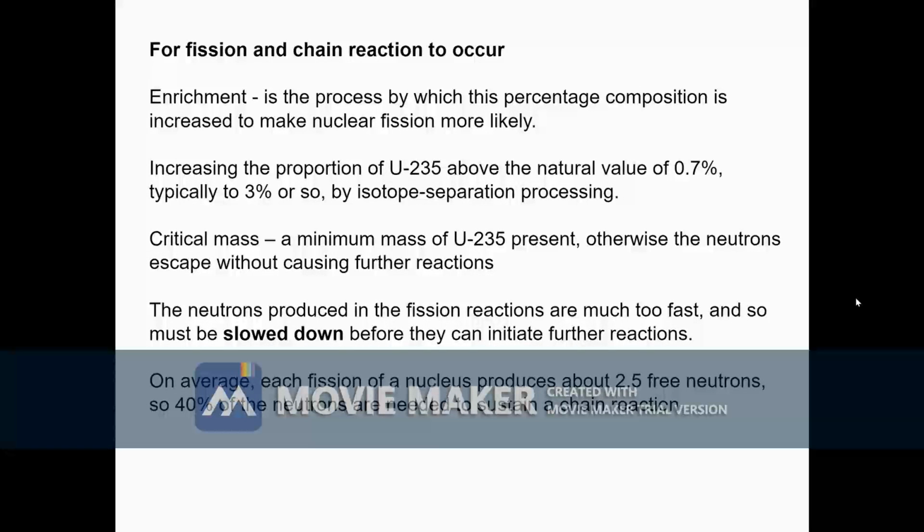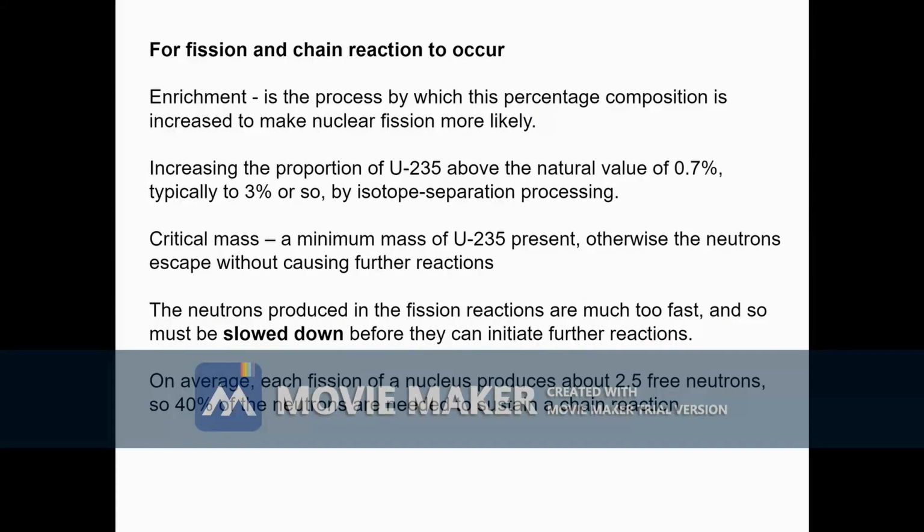Okay, here are some requirements for fission and chain reaction to occur. Enrichment is the process by which the percentage composition is increased to make nuclear fission more likely. It increases the proportion of uranium-235 above the natural value of 0.7%, typically to 3%, by isotope separation processing. Then there is the critical mass, the minimum mass of uranium-235 needed for the reaction to occur.